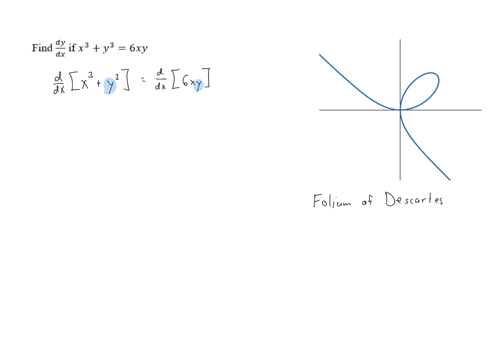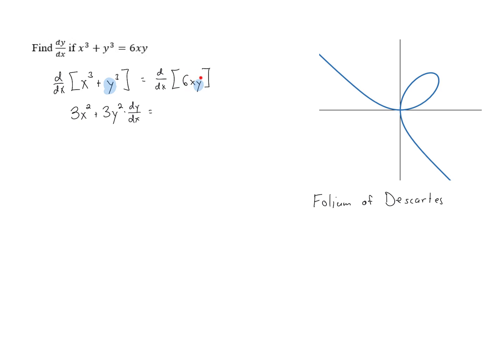The derivative of x cubed with respect to x is 3x squared, plus, now we're differentiating y cubed. This is a composition of functions, so we need to use the chain rule. The derivative of the outer function y cubed is 3y squared. But then we have to multiply by the derivative of the inside. And the derivative of y we can express as dy over dx.